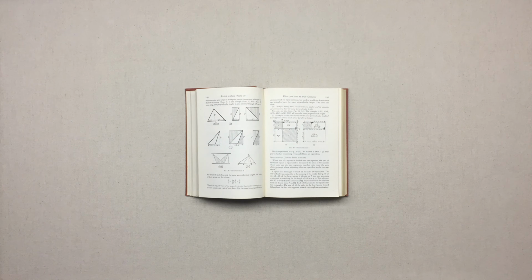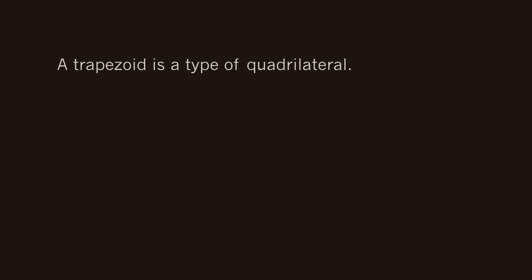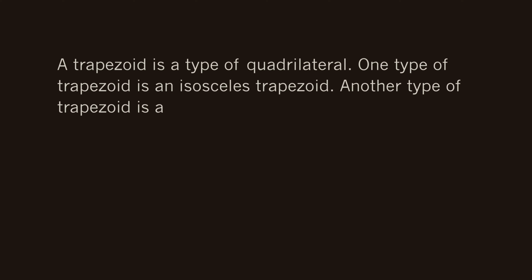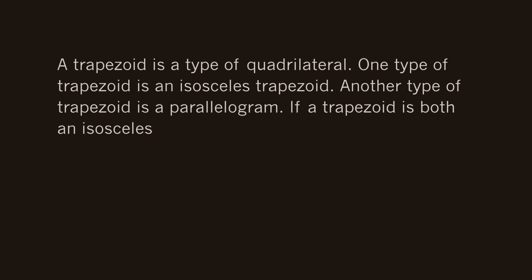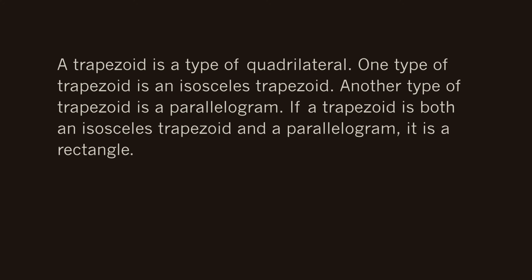Imagine you're reading a math book, and it says this. A trapezoid is a type of quadrilateral. One type of trapezoid is an isosceles trapezoid. Another type of trapezoid is a parallelogram. If a trapezoid is both an isosceles trapezoid and a parallelogram, it is a rectangle.